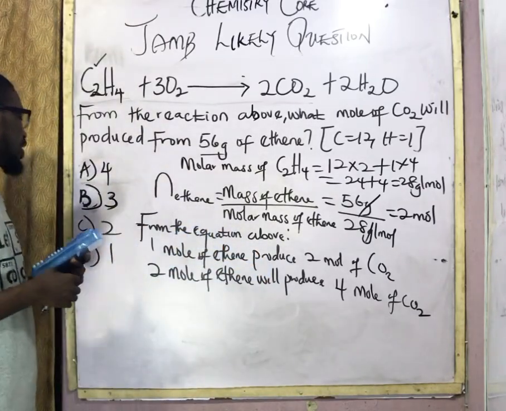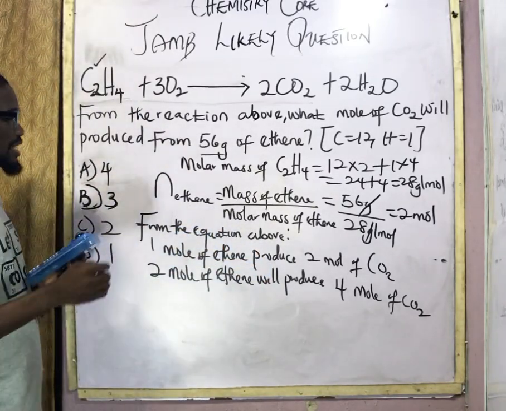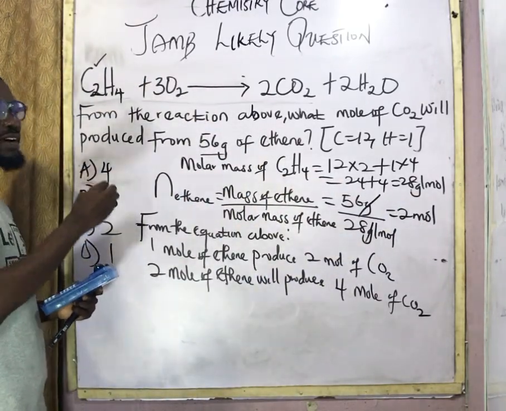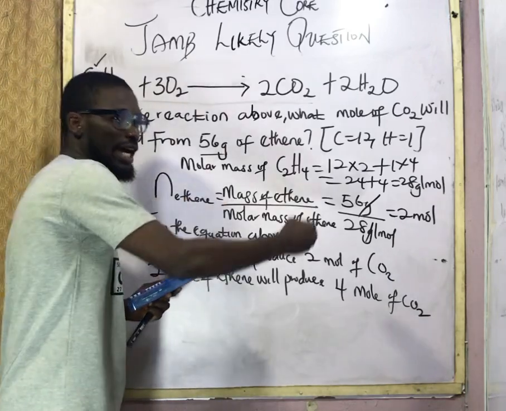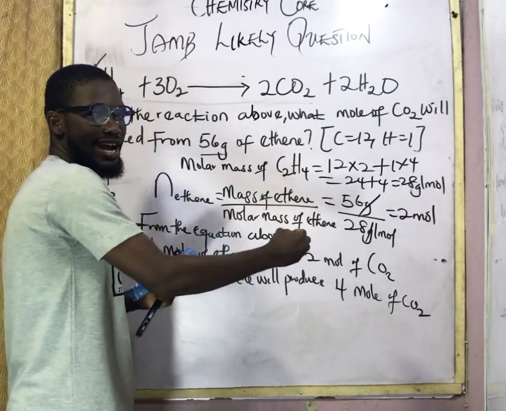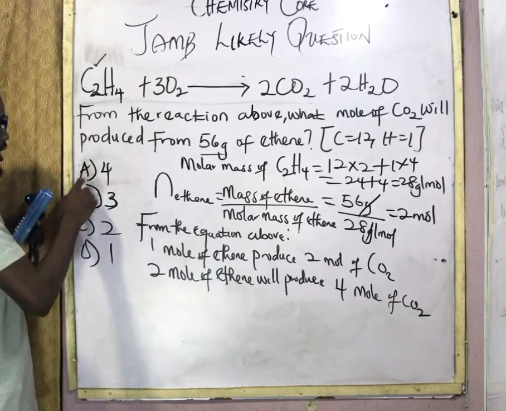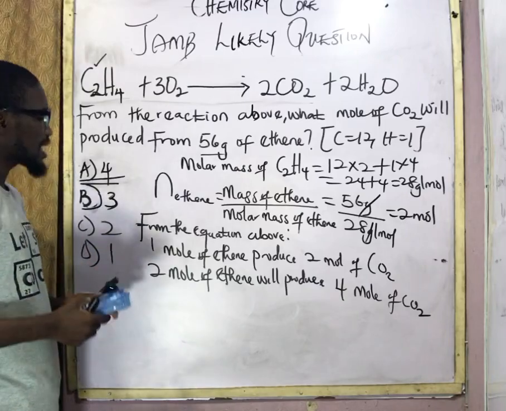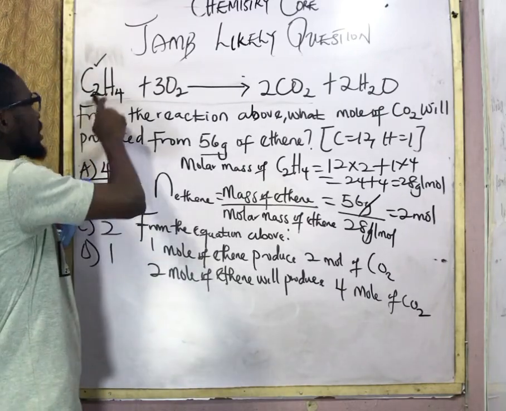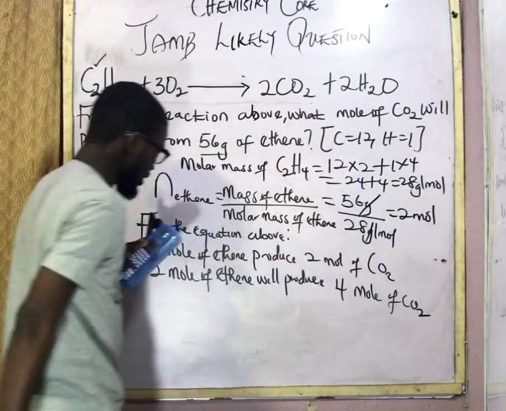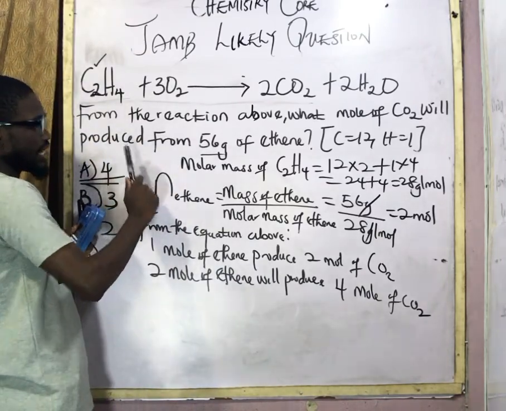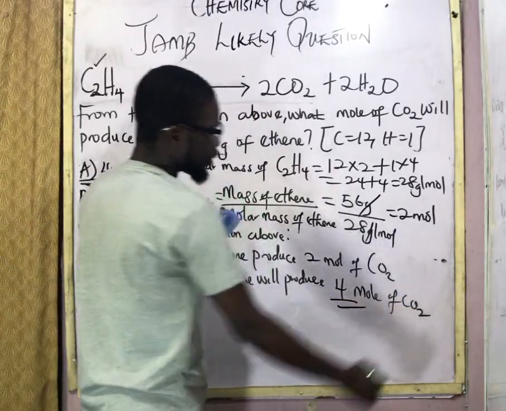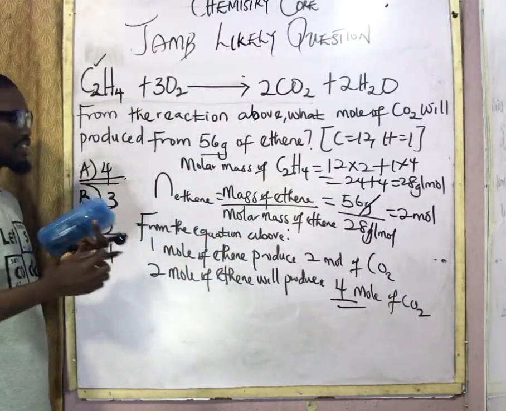Now, let's take a look at the options. I made mention earlier that when we stop here, 2 is among the options, which is C. But is that the final answer? No. We'll still solve further till we have our final answer. So guys, option A is the correct answer, since we said 1 mole of C2H4 will produce 2 mole of carbon dioxide, and 2 mole of C2H4 will produce what? That gives 4 mole of carbon dioxide, which is the final answer.